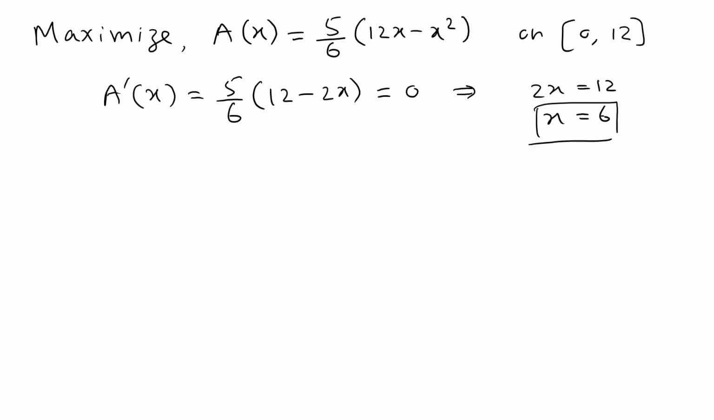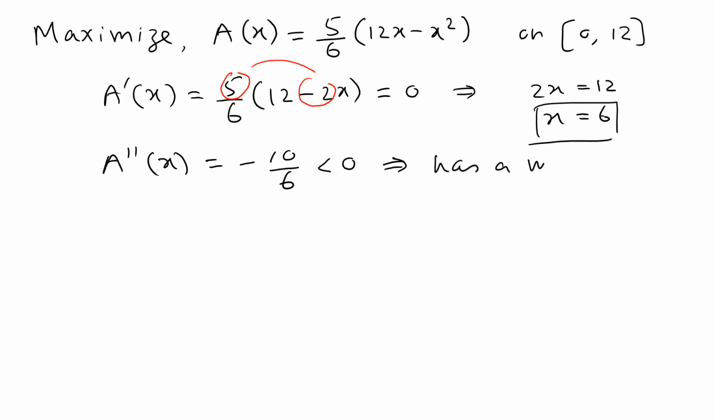Now if you look at the second derivative as before, you're going to get negative 10 over 6. Why do you get negative 10? Because you multiply this with that when you take the derivative. So you get negative 10 over 6, which is negative. That means there should be a maximum at the critical point. So we know that.